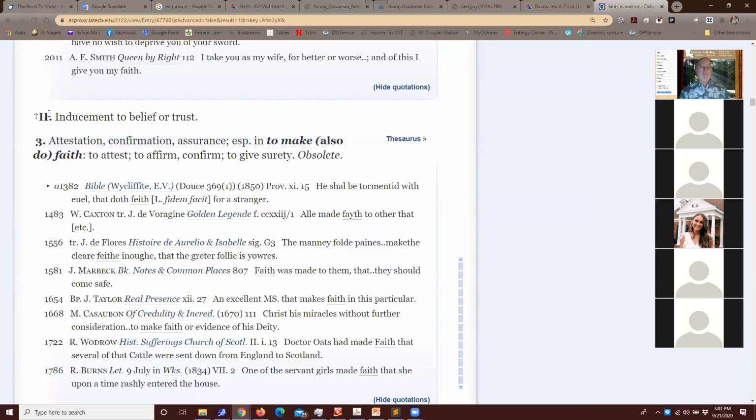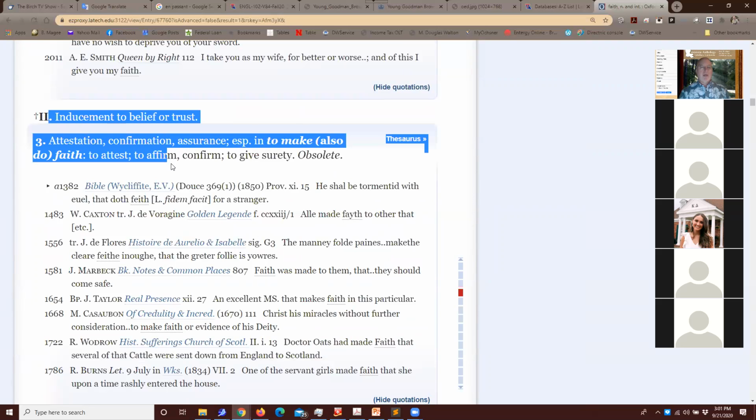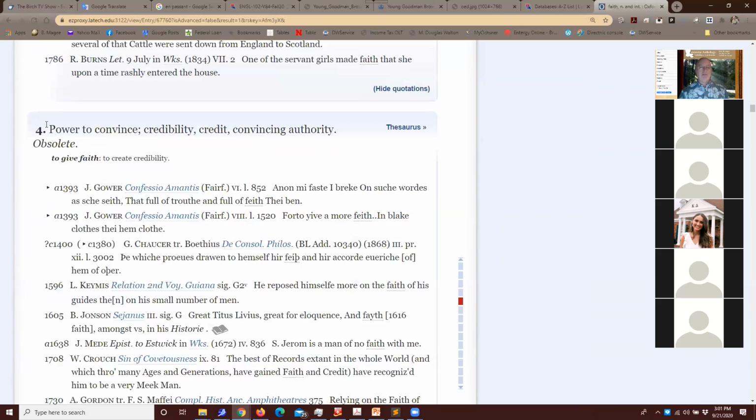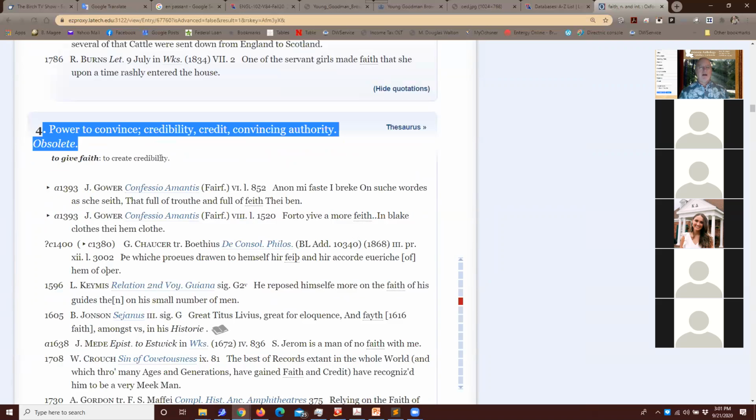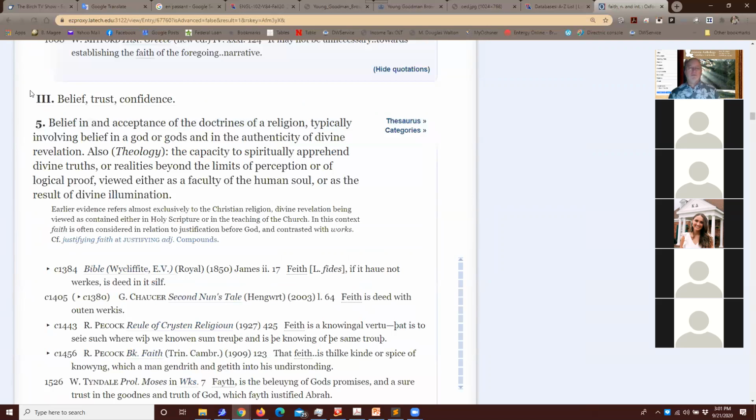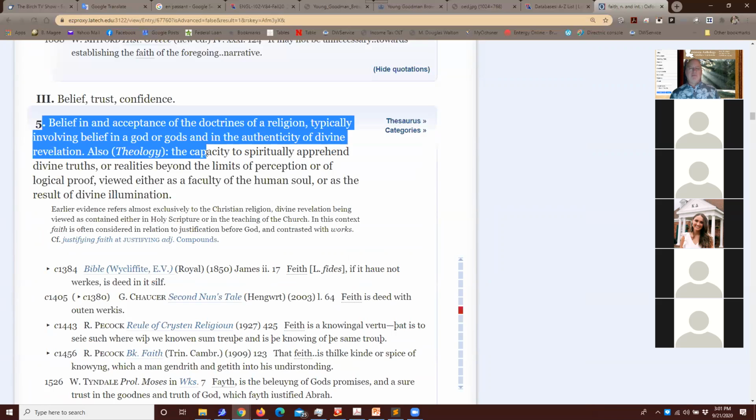An inducement to belief or trust. Have faith, I guess he would be saying. Power to convince, credibility, credit, convincing authority. Here we go, finally, number 3: belief, trust, confidence. And it can mean belief in and acceptance of the doctrines of religion, which is what the first guy meant.